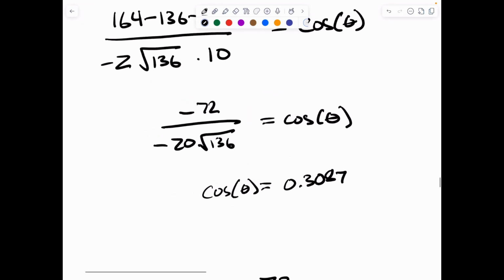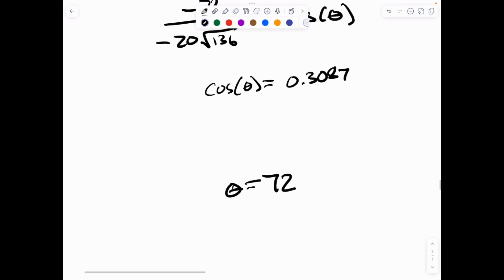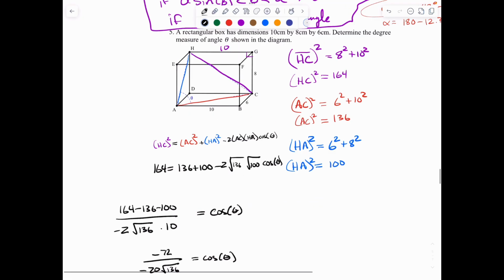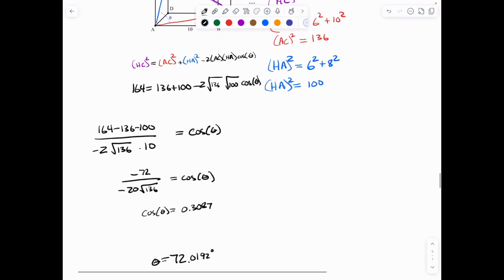Okay, so I finally got this calculated. The cosine of the angle is 0.3087, and the angle itself is a little bit over 72 degrees, 72.0192 degrees. Lovely. Is that it? That is number 5.